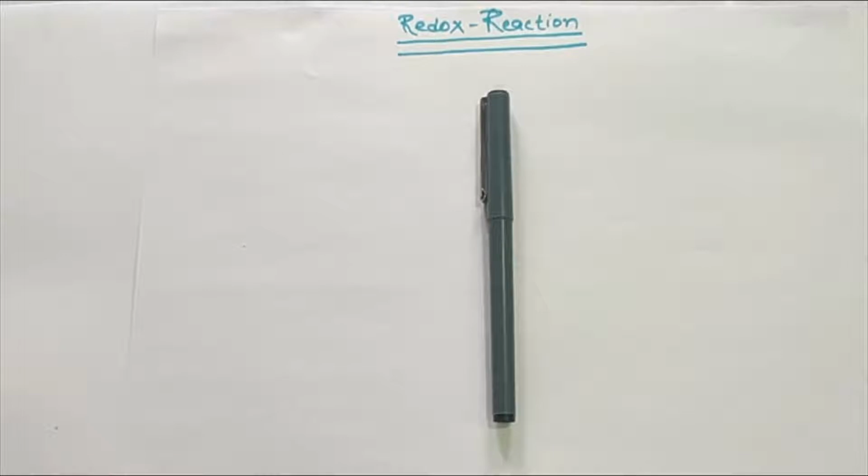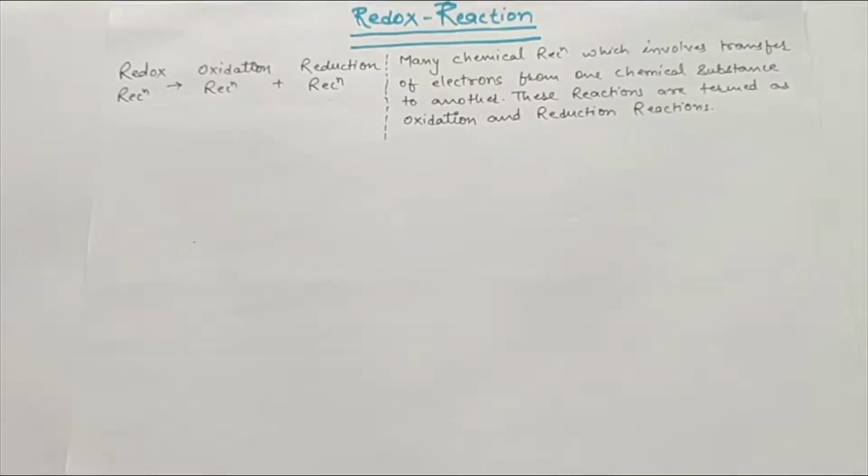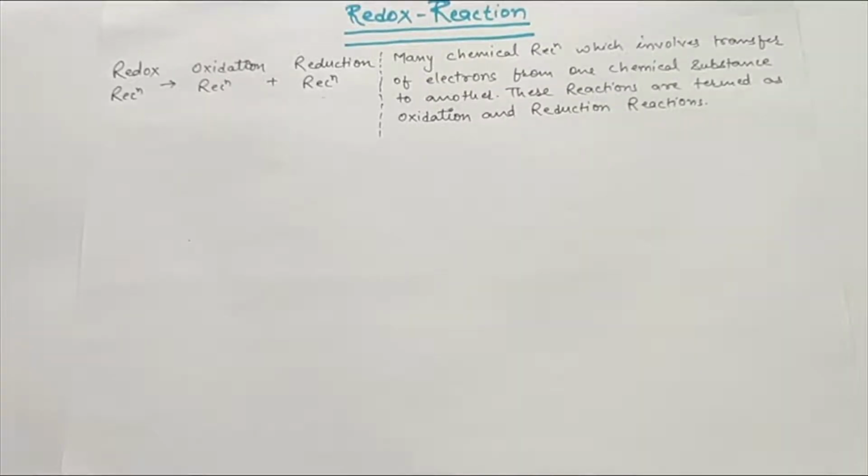Students, there are many chemical reactions which involve transfer of electron from one chemical substance to another chemical substance. These chemical reactions are termed as oxidation and reduction reactions. The word redox is a combination of these two reactions, oxidation reaction and reduction reaction. So when these two reactions proceed simultaneously, it is termed as redox reaction.